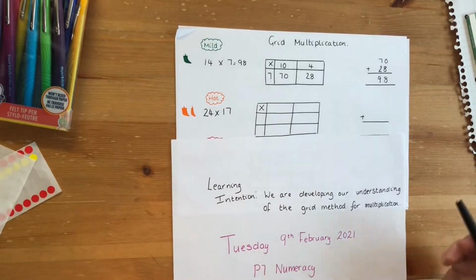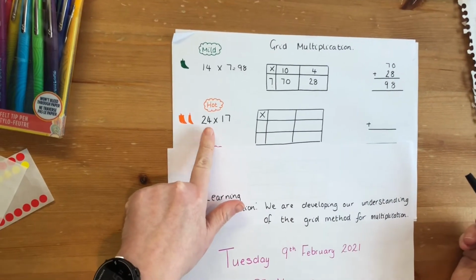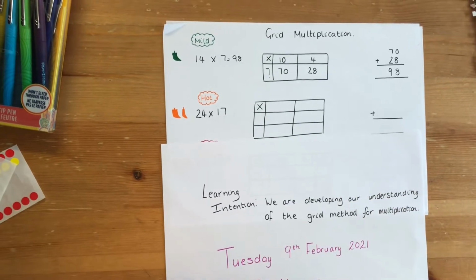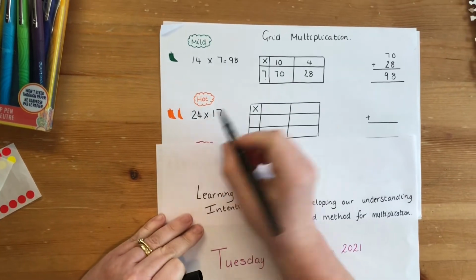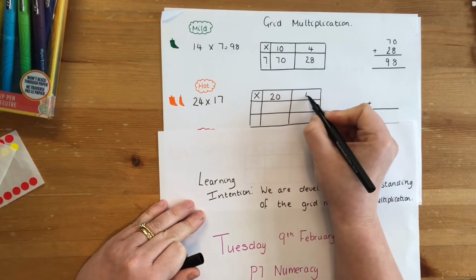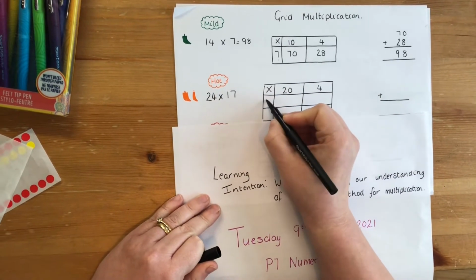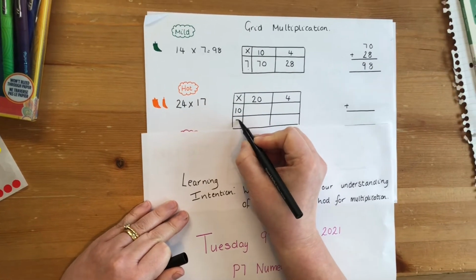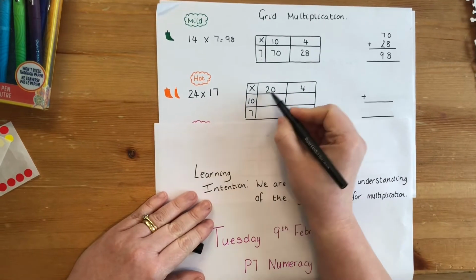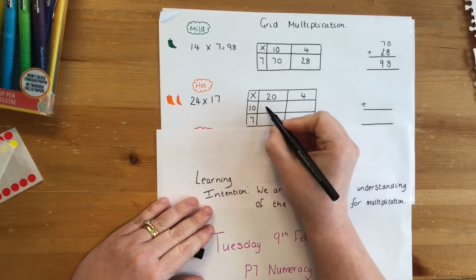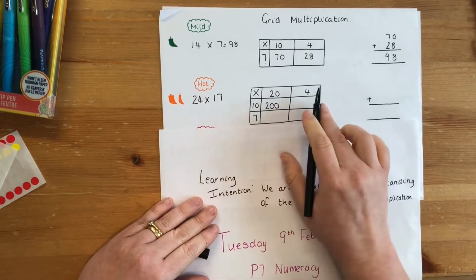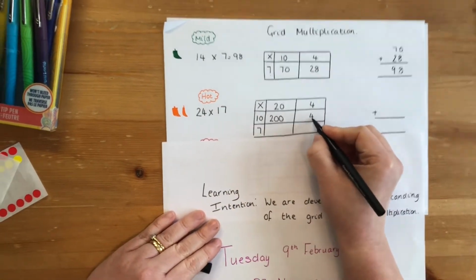So the hot task, we are going to be doing 2 digit by 2 digit multiplication. So just as before, we're going to partition our numbers out. So 24 becomes 20 and 4, and 17 becomes 10 and 7. And we're going to multiply those out. So 10 times 20 is 200, and 10 times 4 is 40.